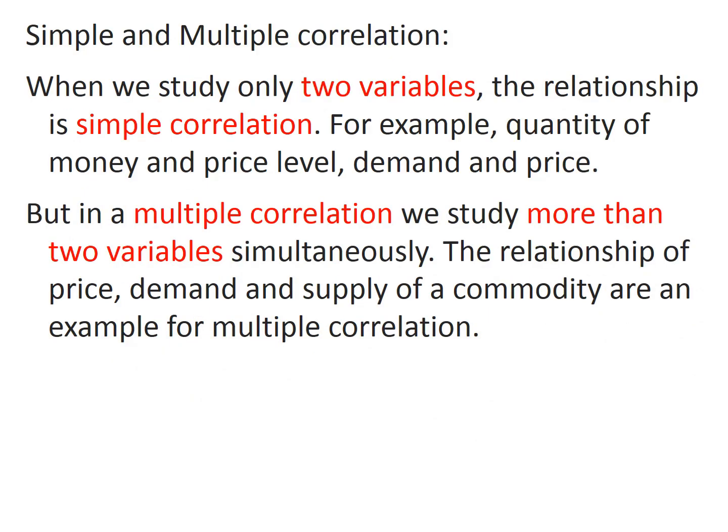Simple and multiple correlation. When we study only two variables, the relationship is a simple correlation. For example, quantity of money and price level, demand and price. In multiple correlation, we study more than two variables simultaneously. The relationship of price, demand and supply of a commodity are an example of multiple correlation.